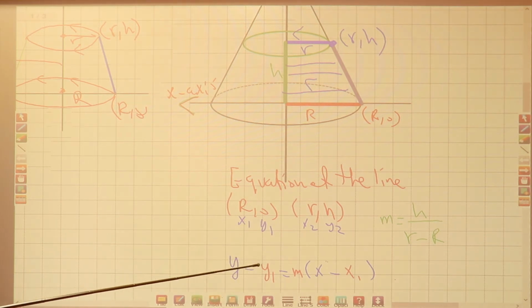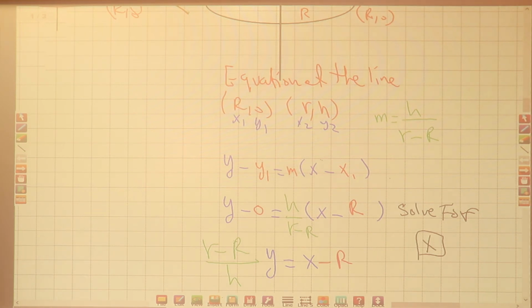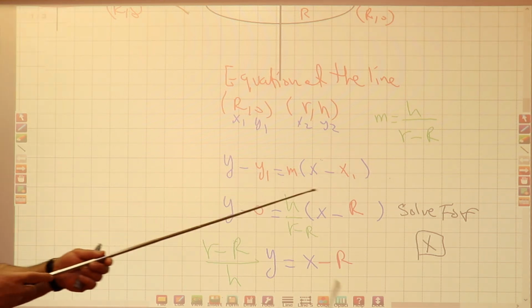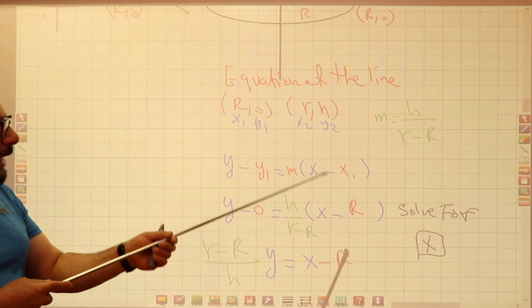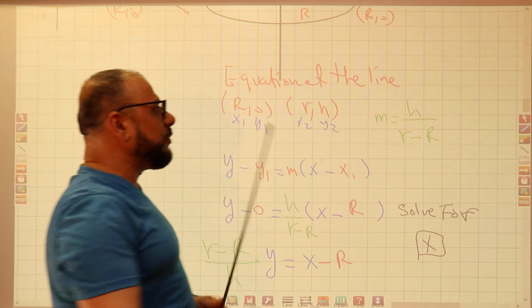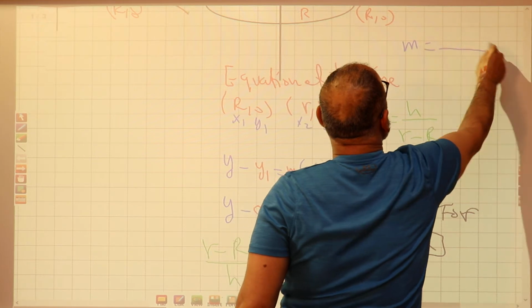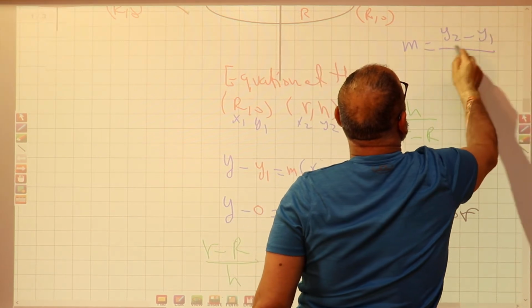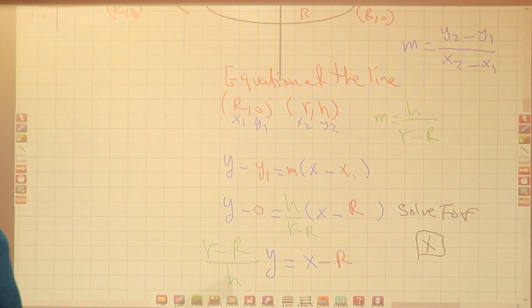It's algebra: y minus y1 equals m times x minus x1. Then what do you need? y1, m, and x1. I kept all these three in red. y1 is 0. x1 is r. The slope: if you need me to write the slope for you, m equals y2 minus y1 over x2 minus x1.